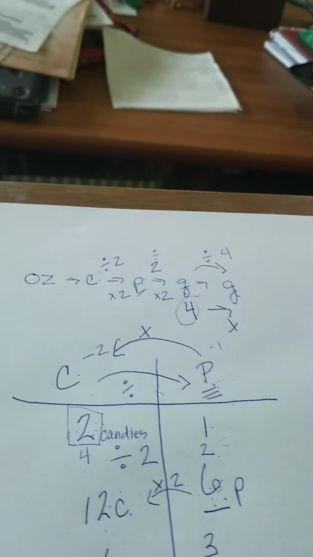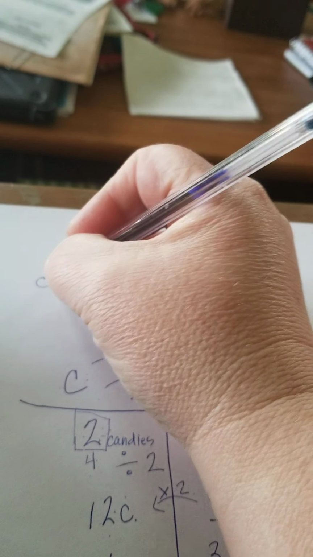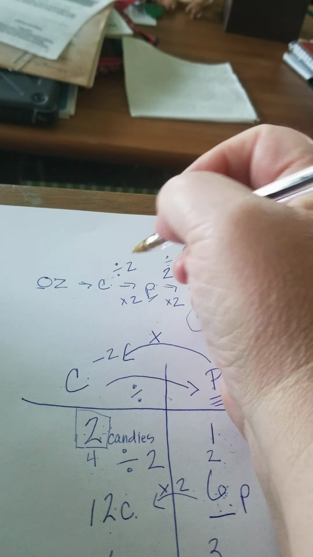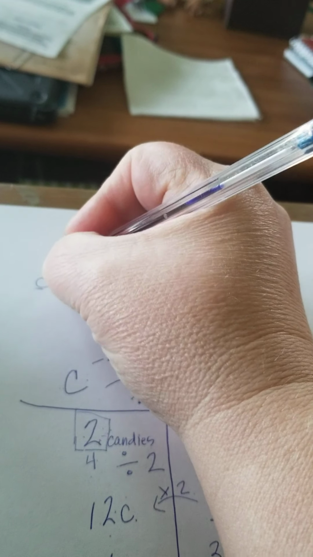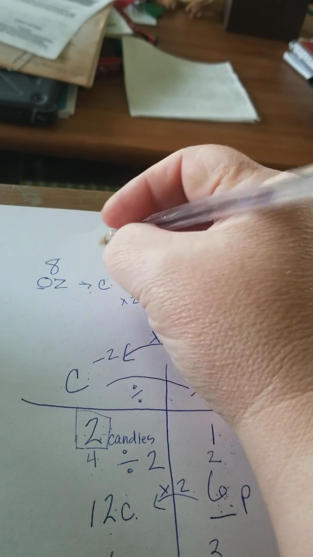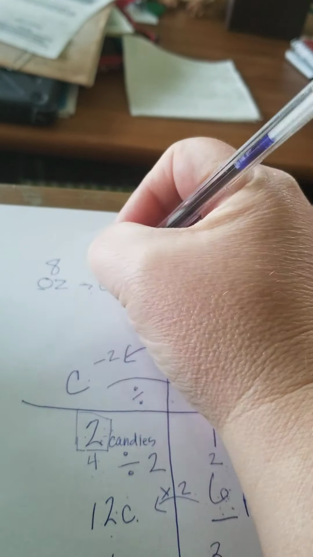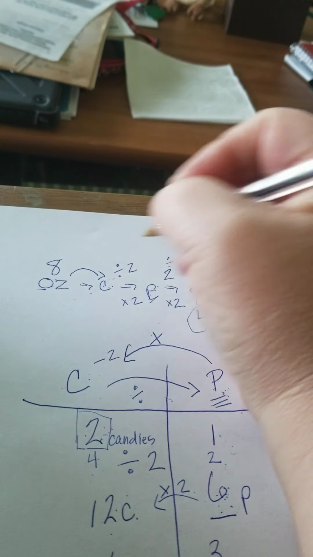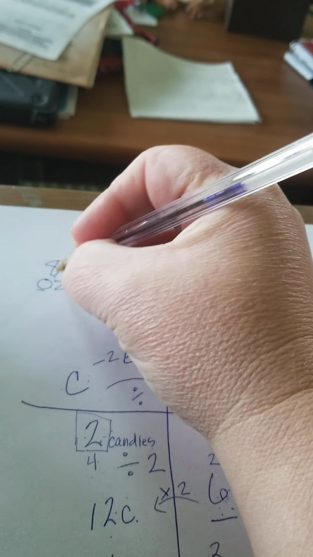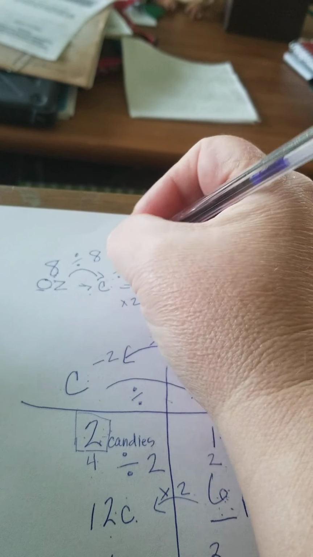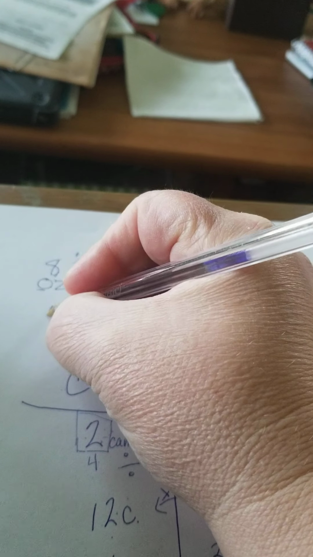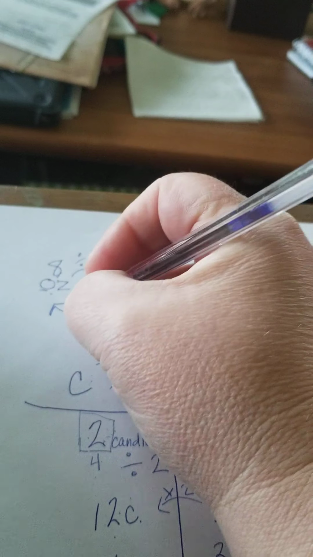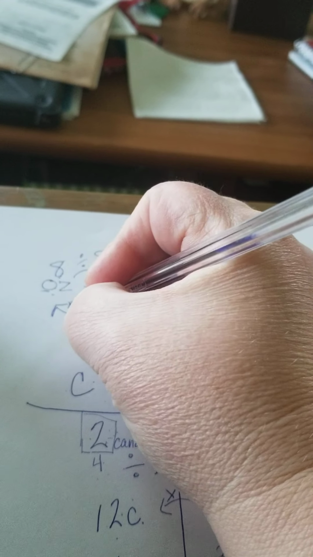Ounces to cups. How many orange stripes were there on each candy? 8. So again, if I'm going from the smaller to the larger, I'm dividing by 8 because there are 8 orange stripes. If I'm going from cups to ounces, the bigger unit to the smaller, multiplying by 8.